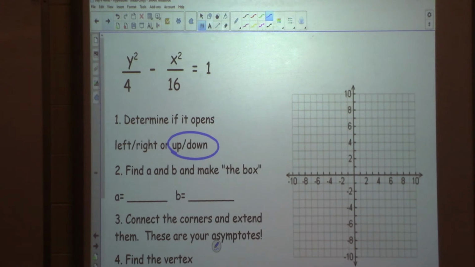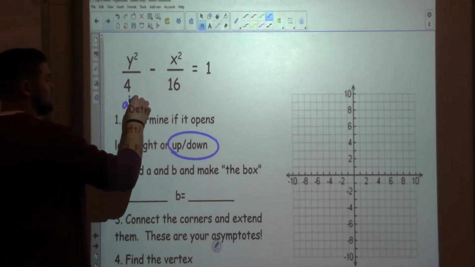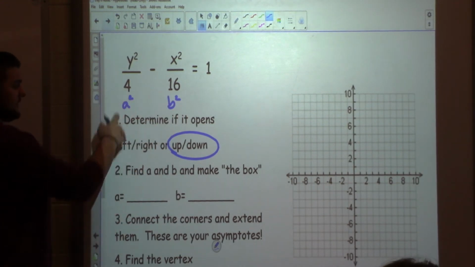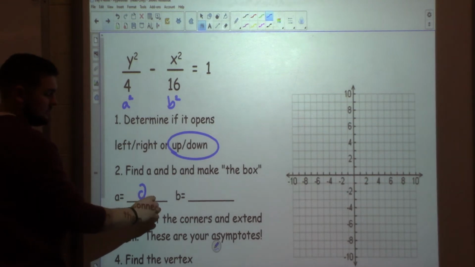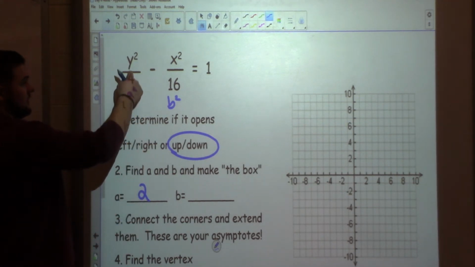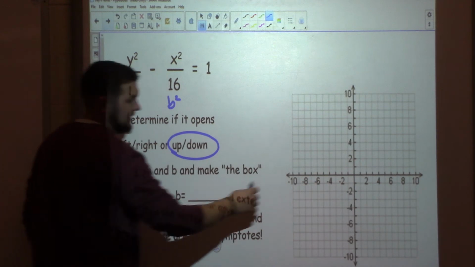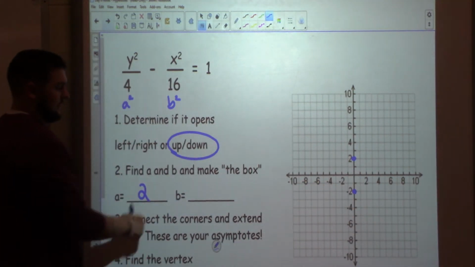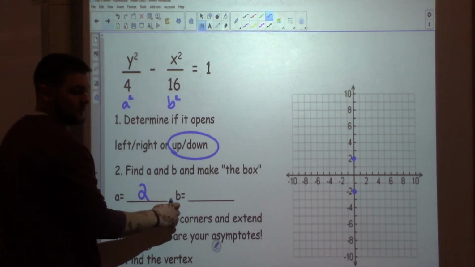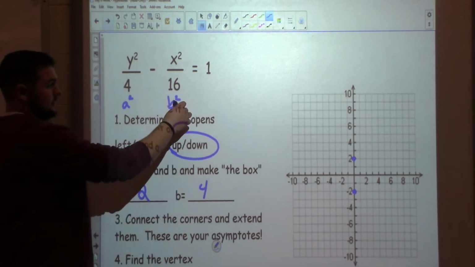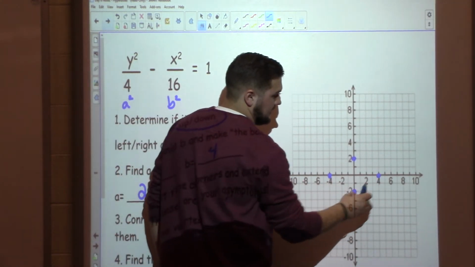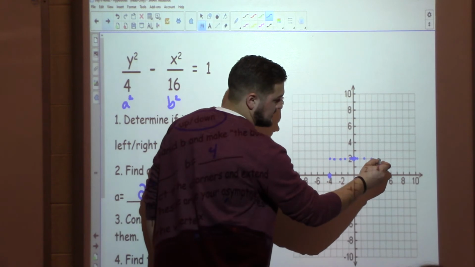Okay? Then we're going to find a and b and make our box. Remember, a squared is always our first term. B squared is always our second term. If a squared is 4, a is going to be 2. Underneath y squared, so moving up and down, 2. Okay, b squared is 16. B is going to equal 4. It is under x squared, so I'm going 4 left and 4 right. And then I'm making my box.